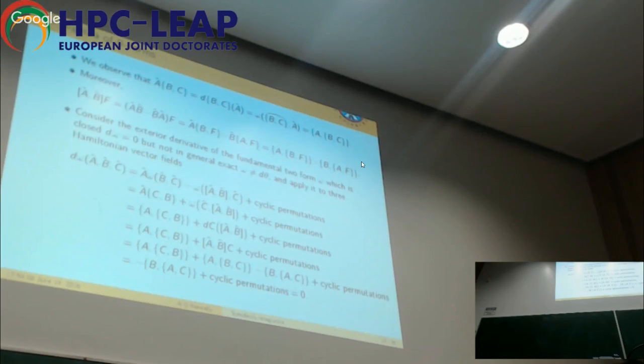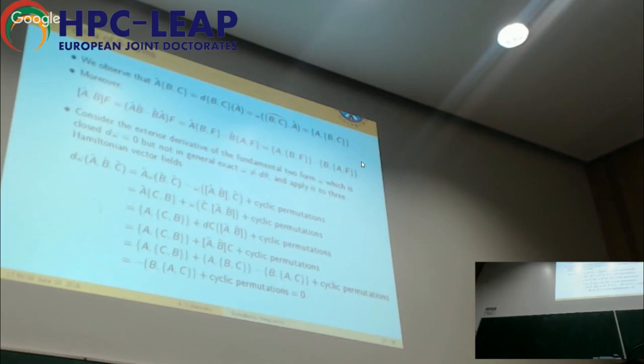So omega of B hat, C hat is of course just the Poisson bracket of C to B, so minus the Poisson bracket of B and C. And omega of the commutator of A hat, B hat, with C hat is equal to minus omega of C hat with the commutator of A hat and B hat, because omega is antisymmetric, but it's a two-form.